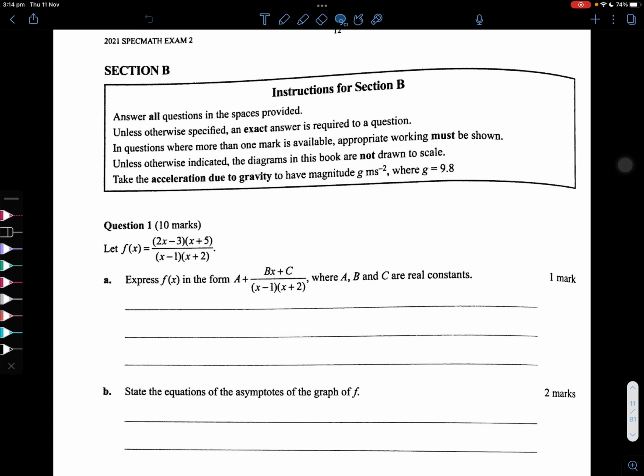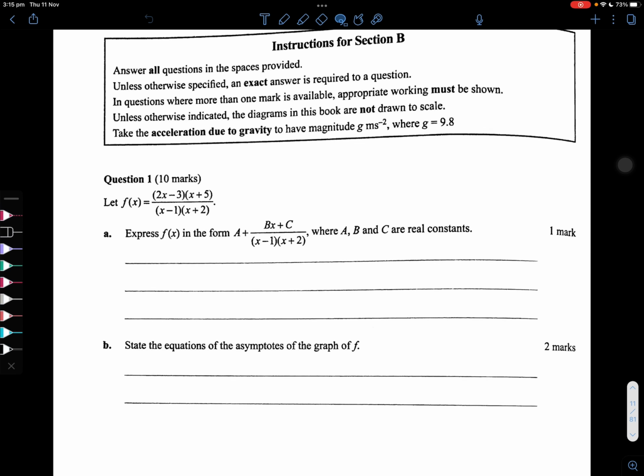Hello and welcome. Today I'm going to be looking at Section B of 2021 Special Maths Exam 2. This exam is an absolute weapon and should be illegal to use, but the fact that VCAA used it on the Special Kids means that I have to go through it. So let's get right into it.